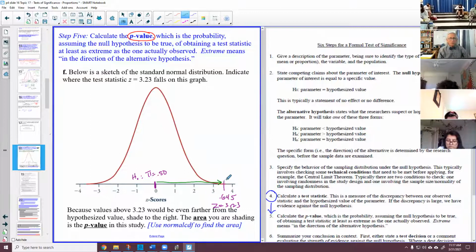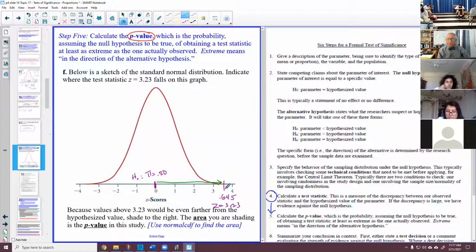So I want to find out, what is the probability of getting 0.645? What is the probability of getting a z-score of 3.23 or greater if in fact my null hypothesis is true? If pi equals 0.50, what's the probability that I would get 124 couples and they would have 0.645 turning their heads to the right? Well, what tool am I going to use to calculate the probability here?